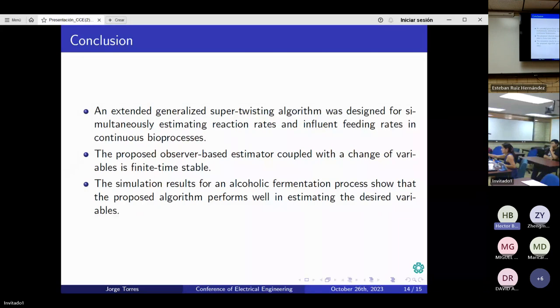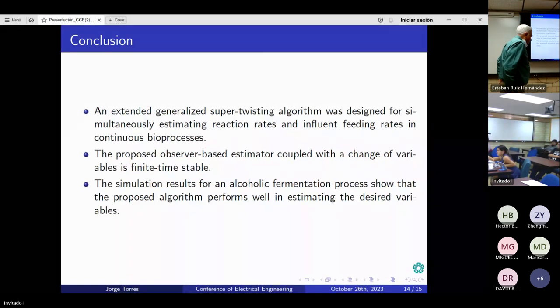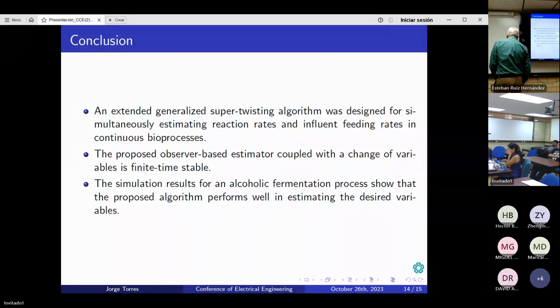I have one. Can you hear me? Yeah. In your comparison with the other method, it is totally different, right? Can you repeat your question? Yes. The other method in your comparison is totally different to the super twisting algorithm. The other one gives mainly fast convergence to zero. This is just the only difference.